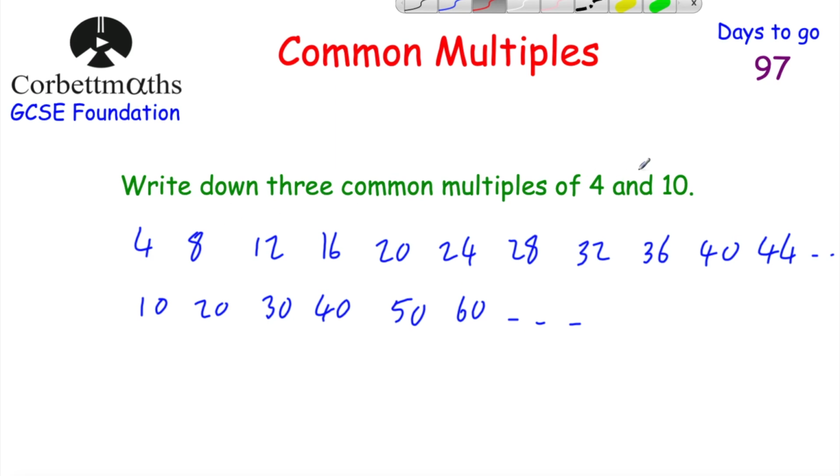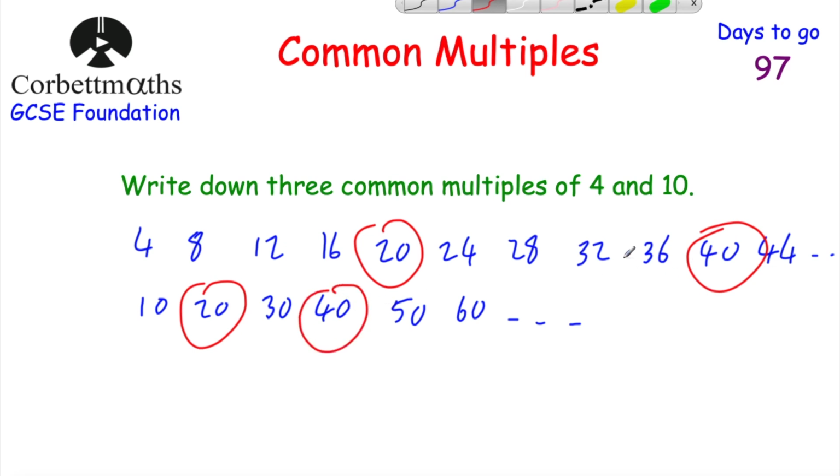So that's quite nice because it's common multiples of 4 and 10. Because we're dealing with 10, we know that all the multiples of 10 end in 0. So if we have a look at the multiples of 4, 20 is in that list and 20 is there. So 20 is a common multiple of 4 and 10. 40 would be another one, and the next one will be 60. Every single time we've got a common multiple, it's going to be another 20 in this list.